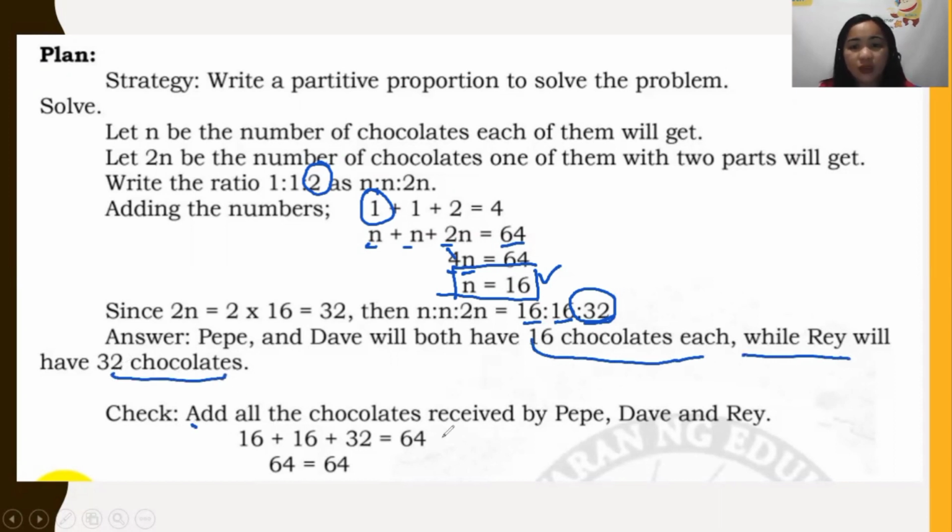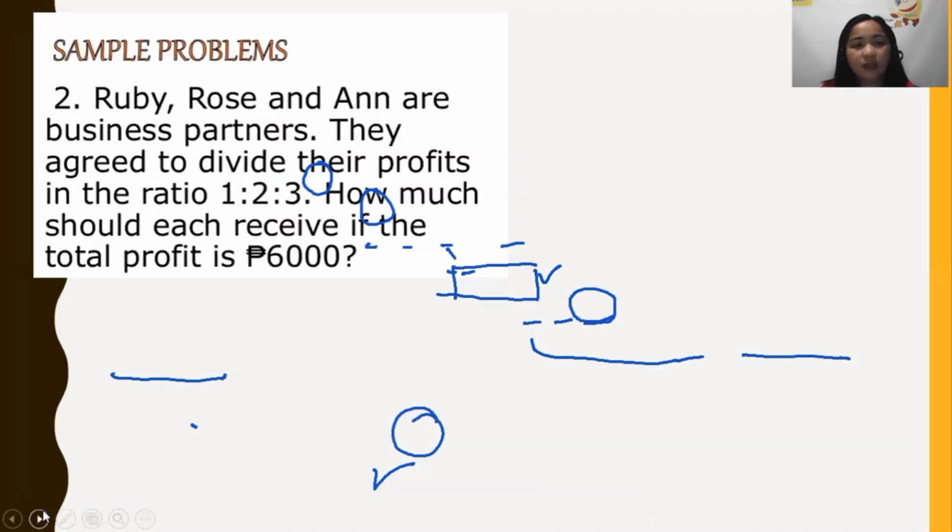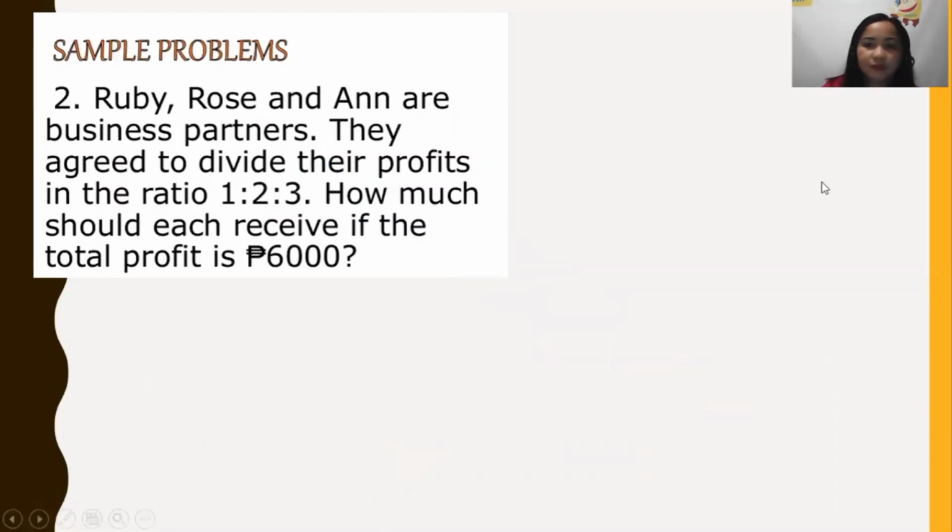Now, to check, add all the chocolates received by Pepe, Dave, and Ray. So we have 16 plus 16 plus 32. The total number of chocolates is 64. This is an example of partitive proportion. Now, I'll give you another example for this. Now, let's have another example.